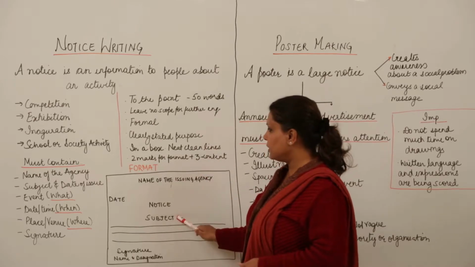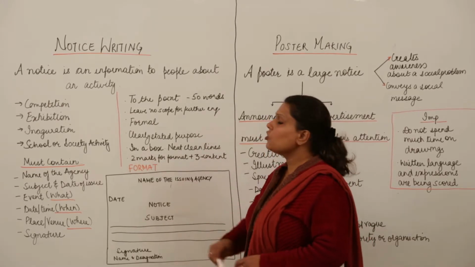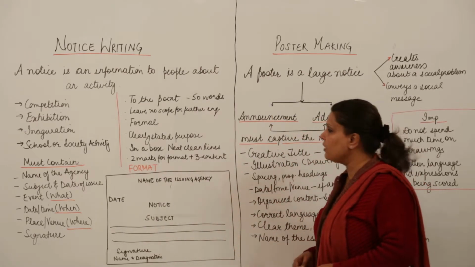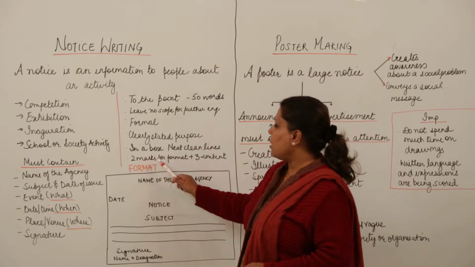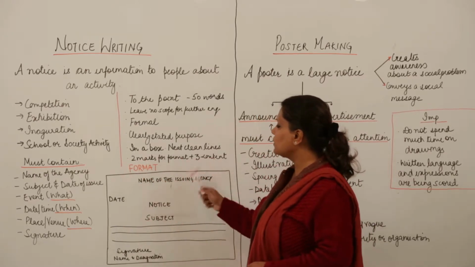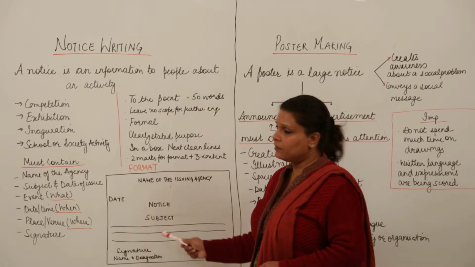That is in the subject part of it. And it should be put in a box with neat and clean lines. Please use a ruler to do that. 2 marks are for your formatting, the format that you use in the box, and 3 marks are for the content that you are using everything.